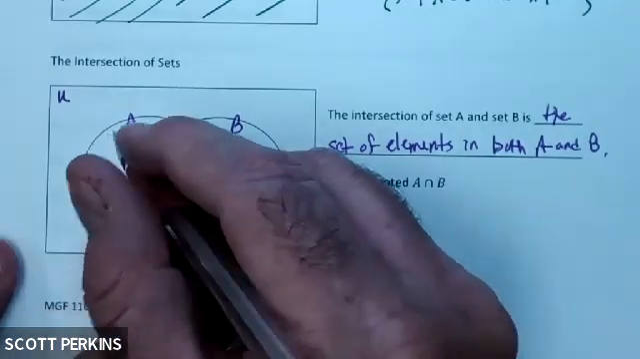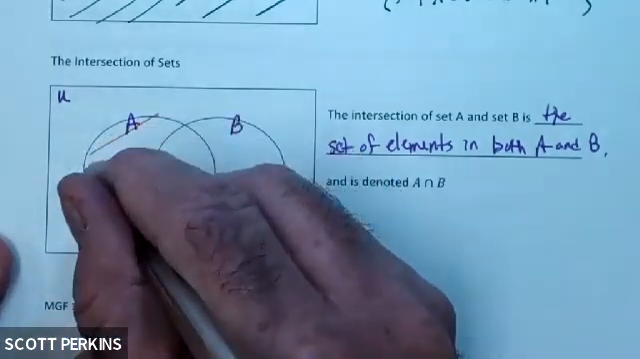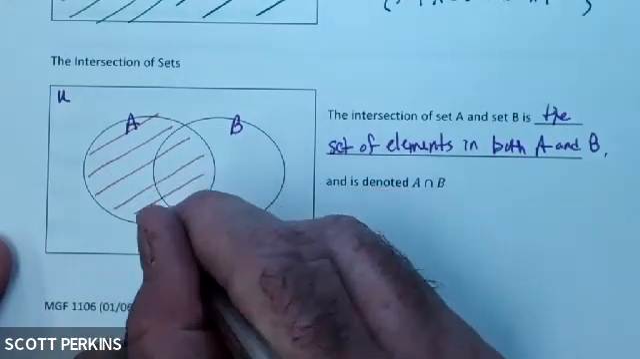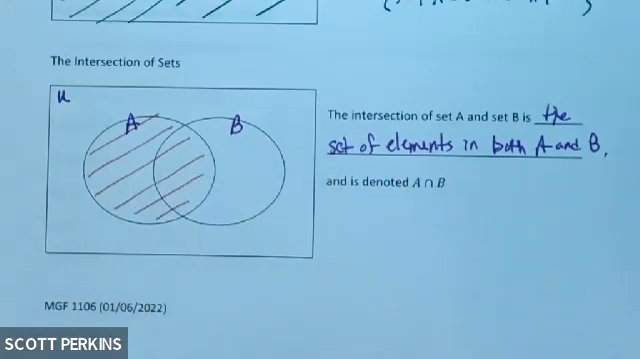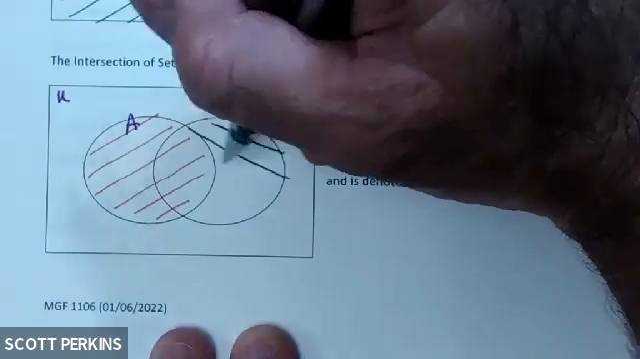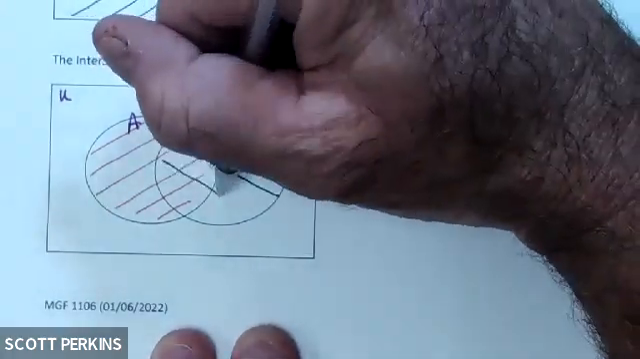For instance, I would shade set A up and to the right like this. That's what's red on mine, shaded up and to the right, and that represents everything in set A. And then I have different colors, so I'll use green, but since you don't have different colors, shade down and to the right this time. This represents everything in set B.